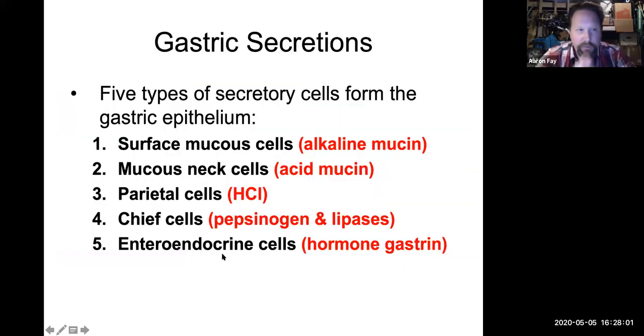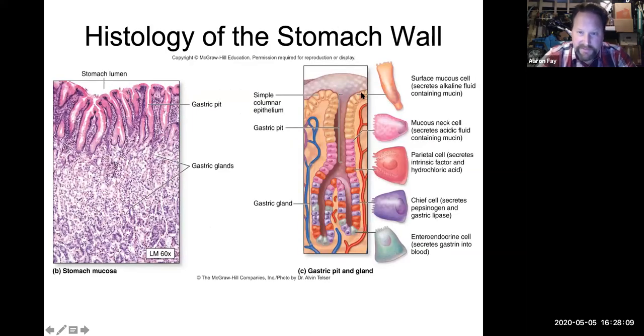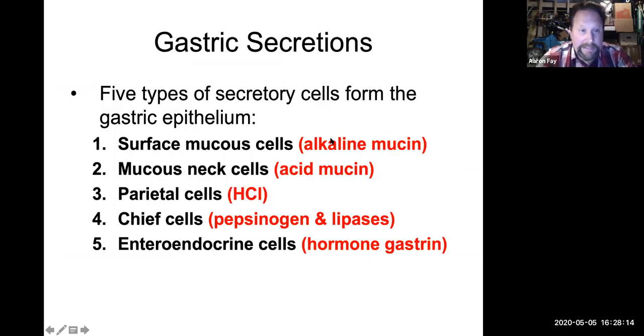So I do want you to know these types of cells, and I do want you to know what they do. So surface mucus cells, these guys here that are on the surface, they're going to produce an alkaline mucus. So alkaline means basic, so it's the opposite of acidic. And this kind of makes sense, right? If you have pH 2.2, which is very acidic acid floating around inside the stomach, you do not want that coming into contact with your epithelial tissue, because it's one single layer of cells.